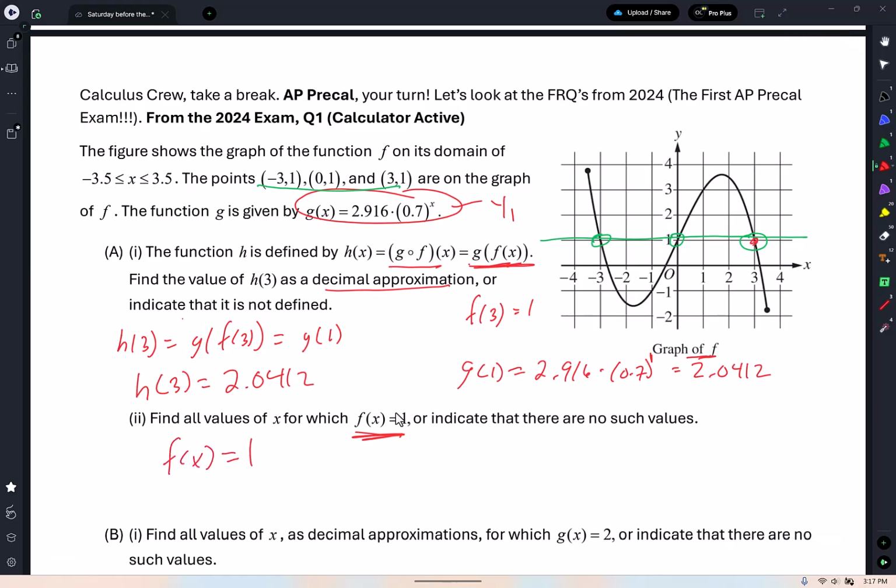This is called the setup. So f of x equals 1. Where does it equal 1? At x equals negative 3, at x equals 0, and at x equals 3. And there it is, done.